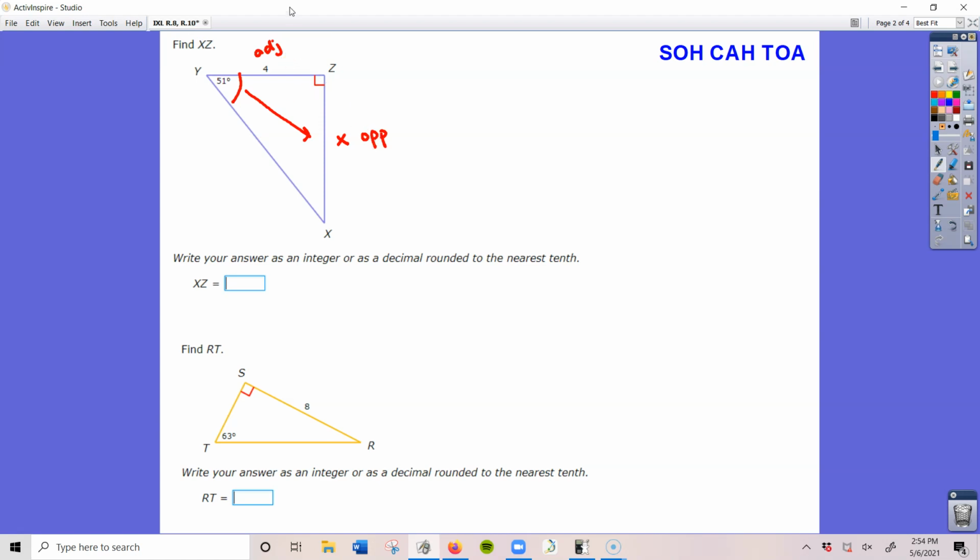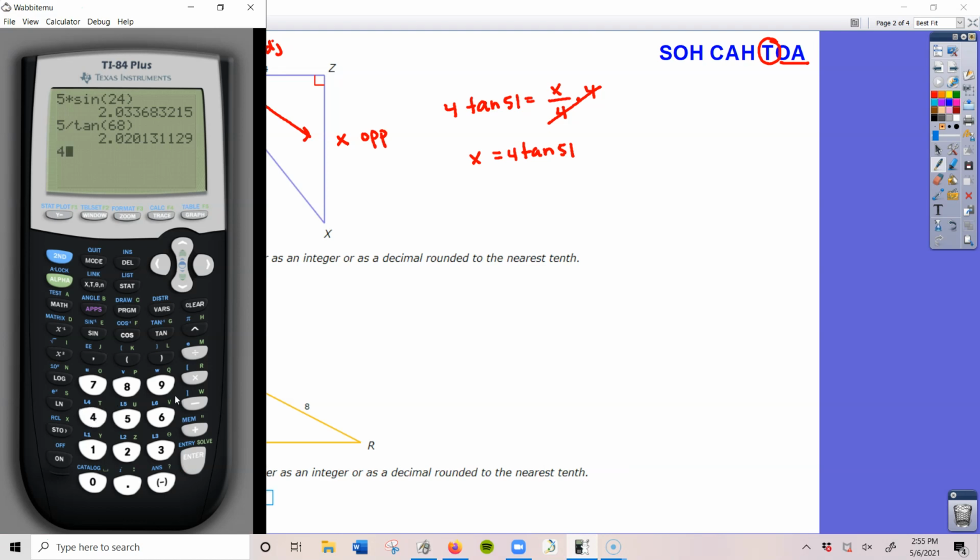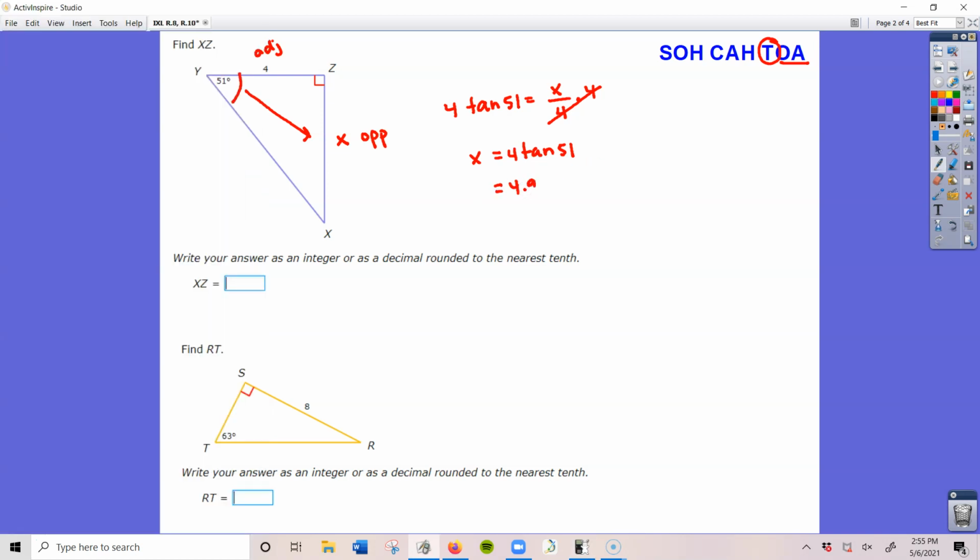So we have opposite and adjacent. That means that I would have to use tangent. So tangent of 51 is going to equal the opposite, which is x, over the adjacent, which is 4. So now to solve for x, we're going to multiply 4 to both sides. And we get that x is equal to 4 times the tangent of 51. So now we go to the calculator. We put 4 times tangent of 51, and we get 4.93, which again, rounded to the nearest tenth, would be 4.9.